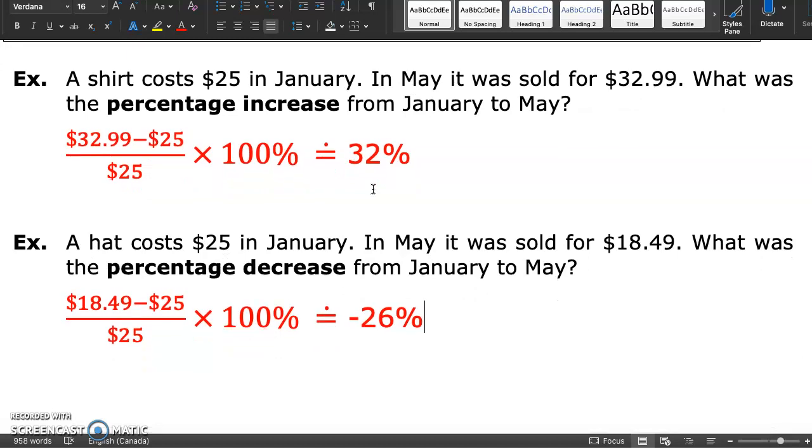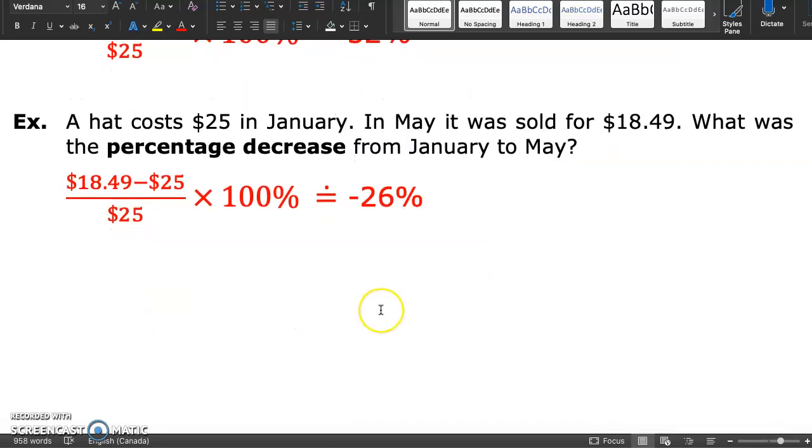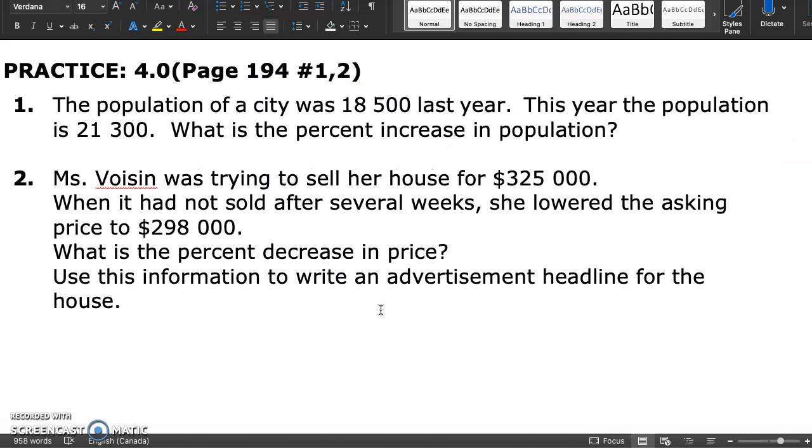Now in this second example, a percentage decrease, we see the price went down, but by how much did it go down? So 18.49 minus 25, that's going to provide a negative value. We divide by the original amount and then multiply by 100. This is approximately negative 26%, or we can say it has decreased by 26%. So make sure that you practice.